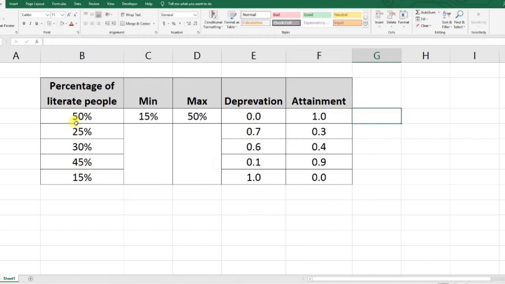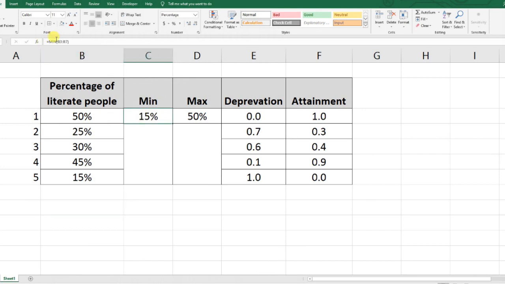This is a very simple example. So, the percentage of people who can read or write in different countries, let's call them country 1, 2, 5 countries. These are country numbers. And for the formulas that we saw in the PPT slide, we need minimum and maximum.